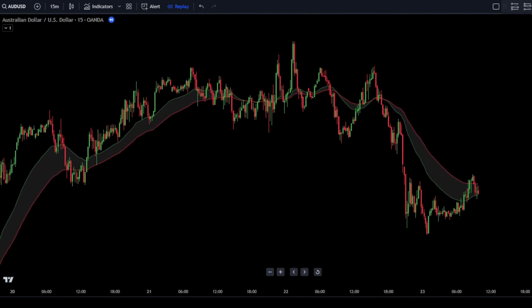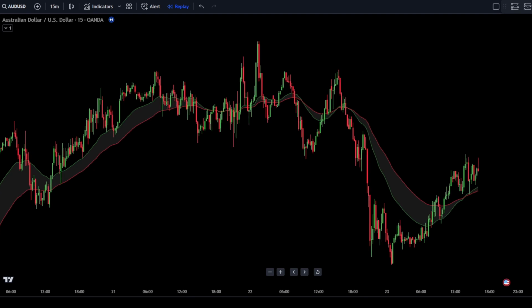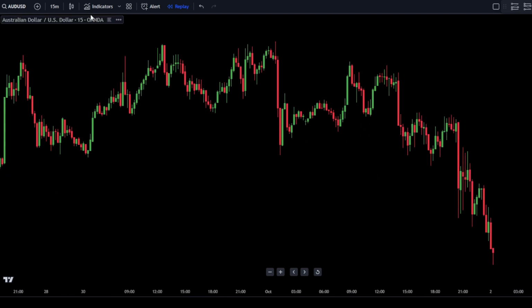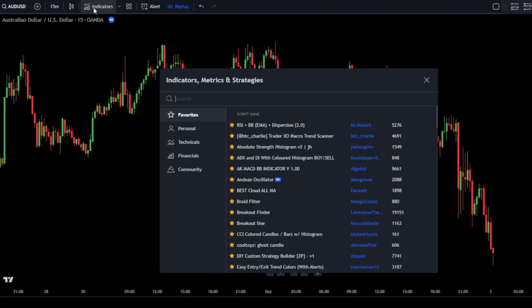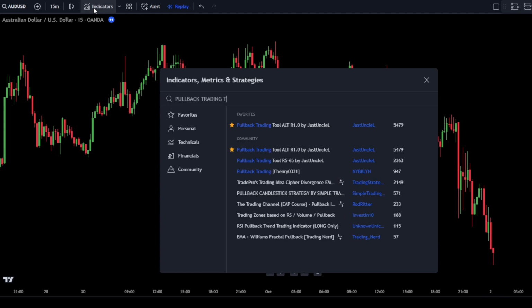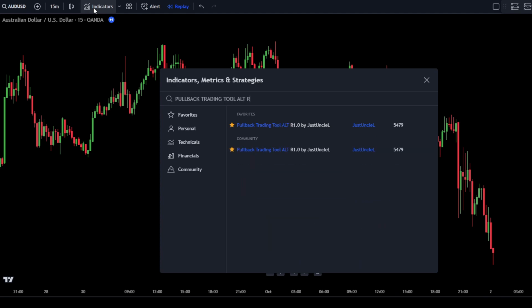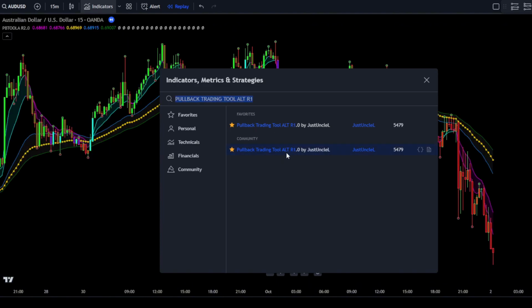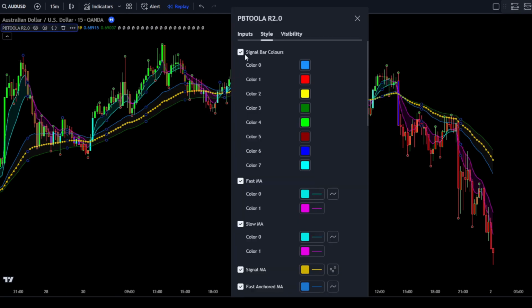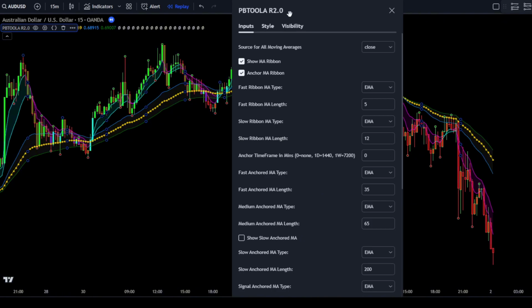Now, let's get started. To use this pullback trading strategy, you can start by going to Tradingview. Then, go to the Search Indicator tab. In the search bar, type Pullback Trading Tool Alt R1. Next, select the Pullback Trading Tool Alt R1 indicator by just Uncle L. After that, adjust the settings for the Pullback Trading Tool Alt. In the Input tab, just leave the settings at their default values.